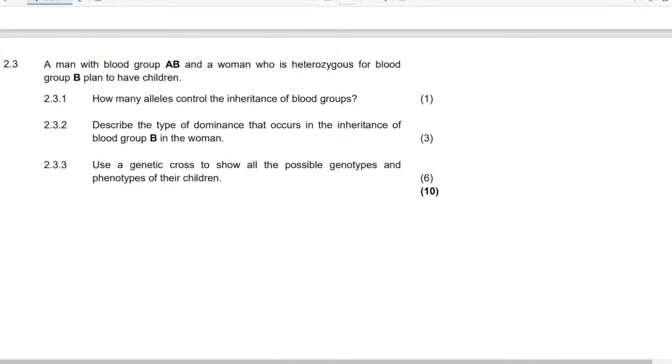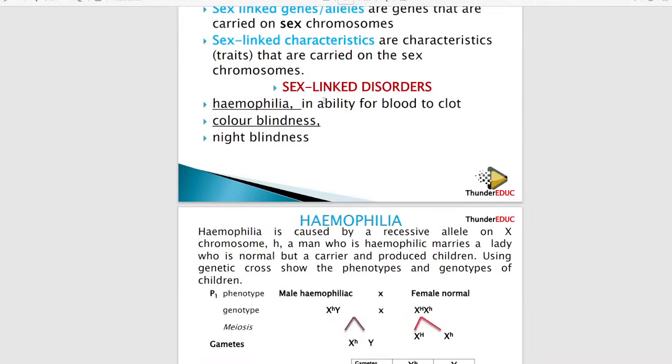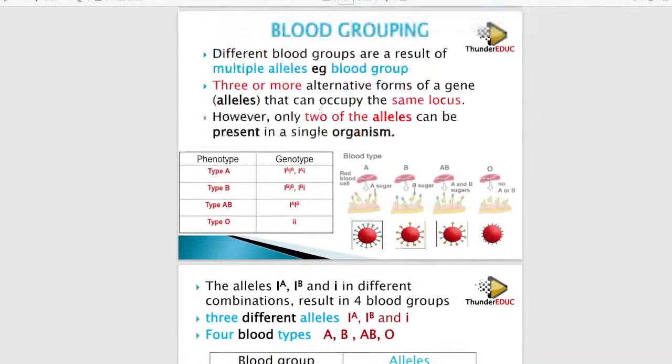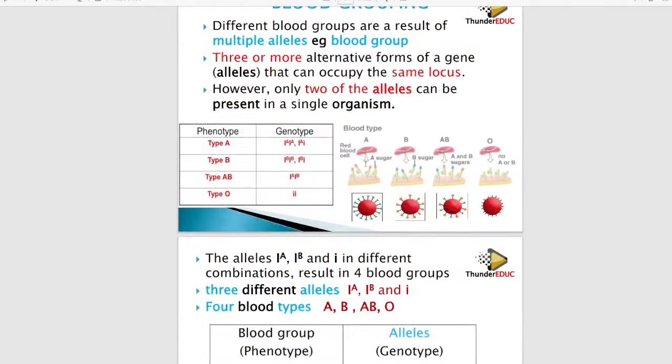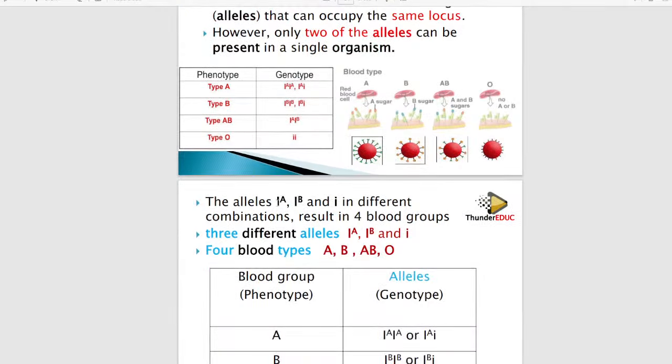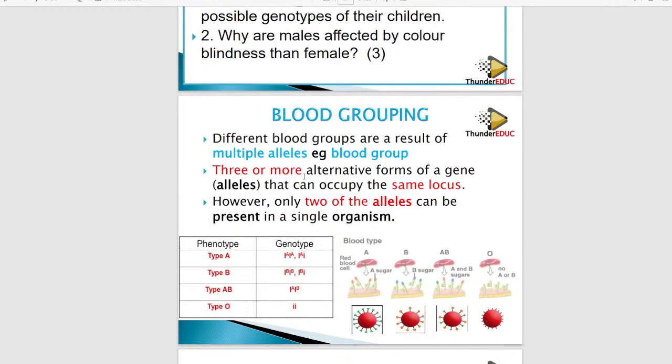You see this booklet for the distinction material. I've already addressed these questions several times. Different blood groups result from multiple alleles. For blood group, there are 3 alleles, alternative forms of a gene, occupying the same locus. However, only 2 alleles can be present in a single organism. So the question, how many alleles? There are 3: allele for A, allele for B, allele for O.